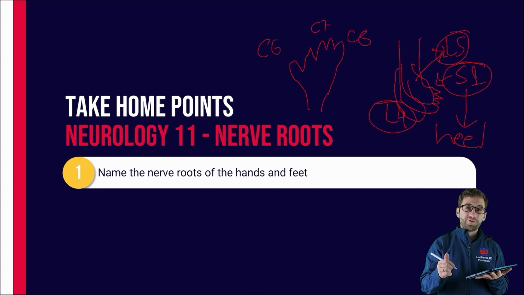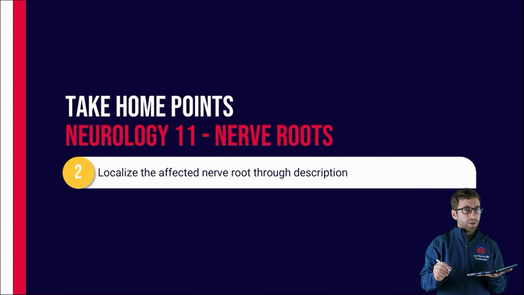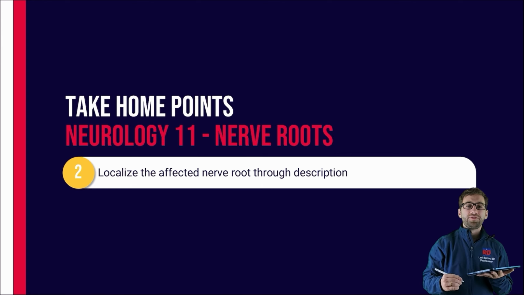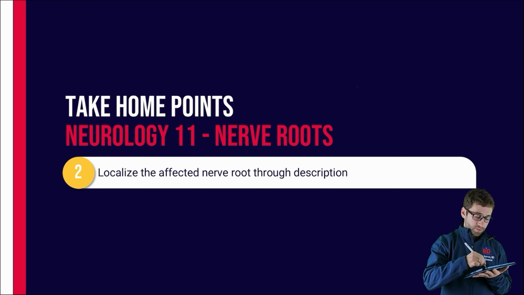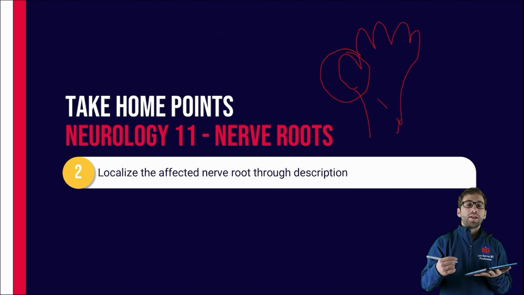Okay, let's move forward. Localize the affected nerve root through description. Well, to identify the affected nerve root, you need to assess sensory and motor deficits, as well as reflex changes. For example, weakness in wrist extension and sensory loss over the thumb. Let's suppose we have a hand here, and we lost sensation over the thumb and wrist extension. This suggests a C6 lesion. Okay?